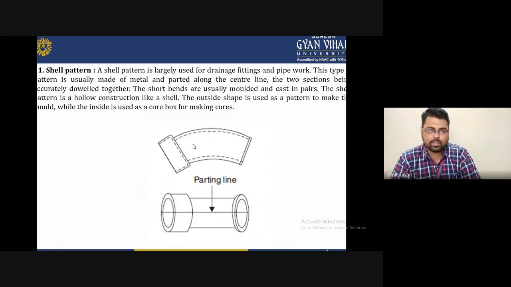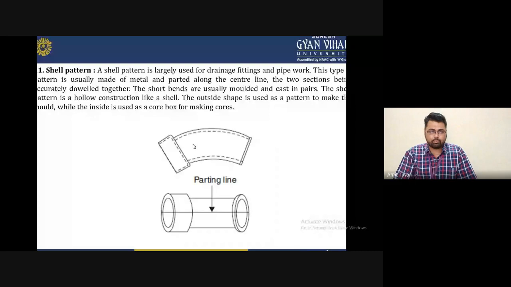These types of patterns are usually made up of metal, split along the central line. The two sections are dowelled together, and the short blends are usually mounted on the cast in the prepared pattern. Most of the time, whenever you are constructing some type of PVC pipes, or pipes for domestic applications, or for dam construction, these patterns are required for making such products.